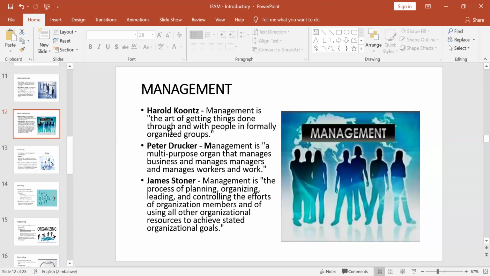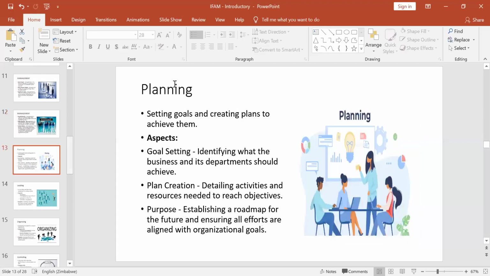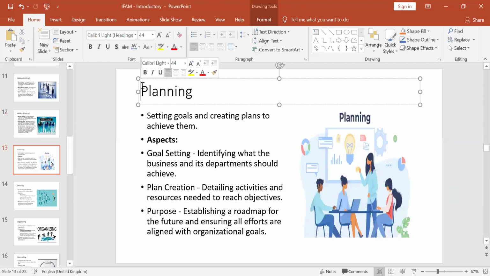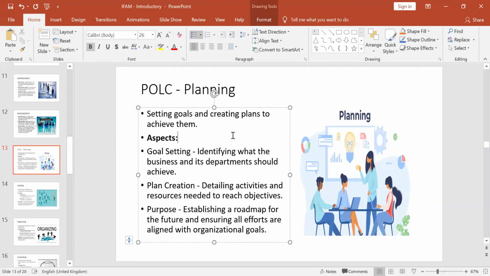So quickly, just so that we don't dwell on the definition of management in this introductory class, I just want to go to those four main functions of management. Remember, earlier I spoke of POLC. Now, POLC is an acronym standing for planning, organizing, leading, and controlling. All these are involved in management.